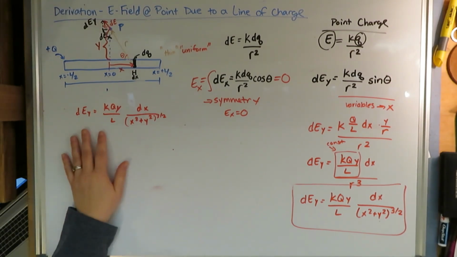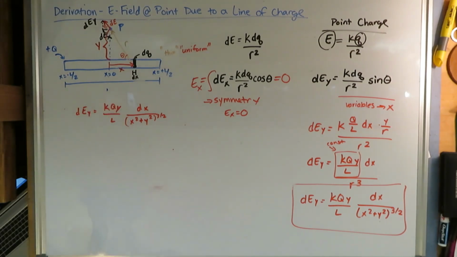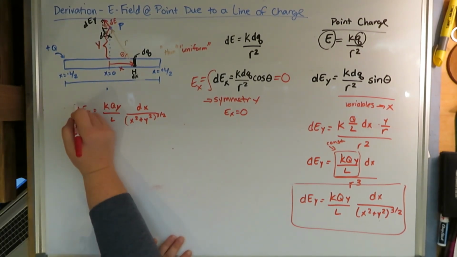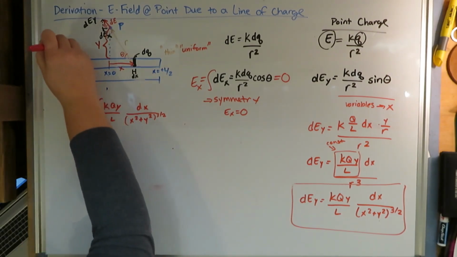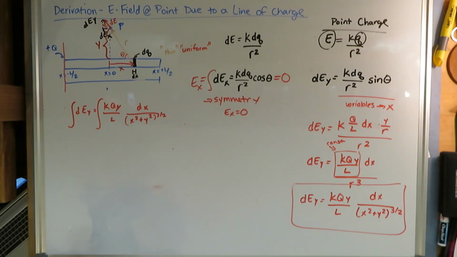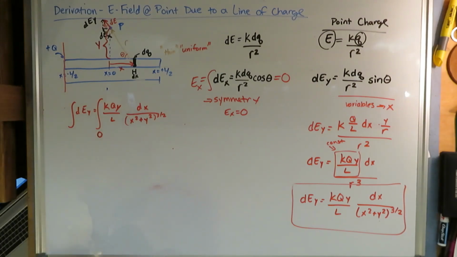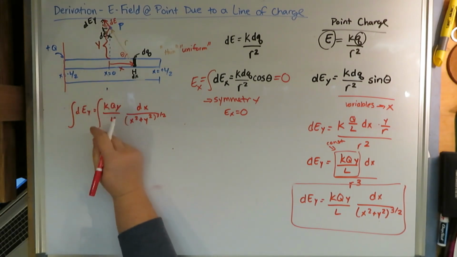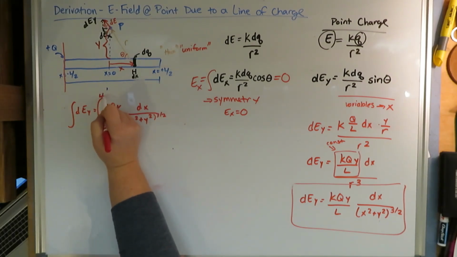Alright, so let's assume now that we have dEy is equal to kqy over L, dx over x squared plus y squared to the 3/2. This is ready to integrate. So I'm going to integrate, and essentially I'm going to start over here at the left side of my rod. At the left side of my rod, I'm in a position of x equals 0, or actually I'm not at x equals 0. I am at x equals negative L over 2. And then I'm going to integrate over here to L over 2.